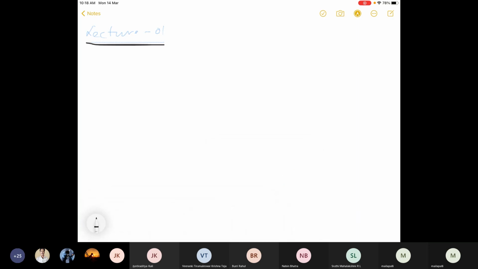Okay, so this is lecture 1 on soil salinity. I'll be mostly using the whiteboard for the class, because that will help you more than the PowerPoints. I do have PowerPoint, but I think this is the most effective way of doing things.